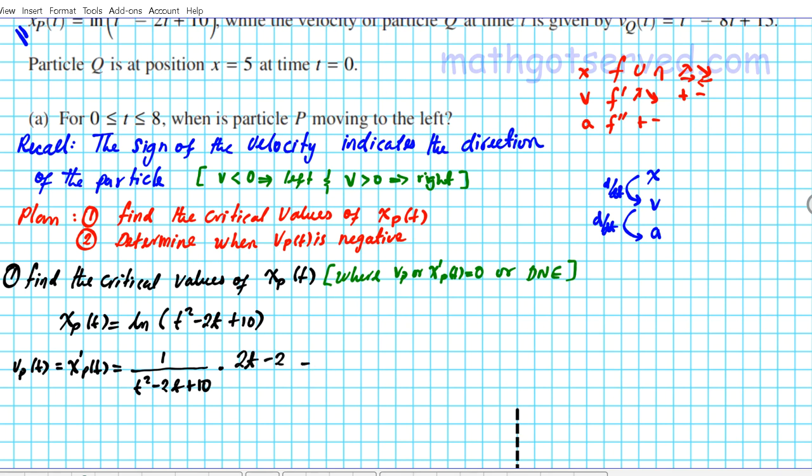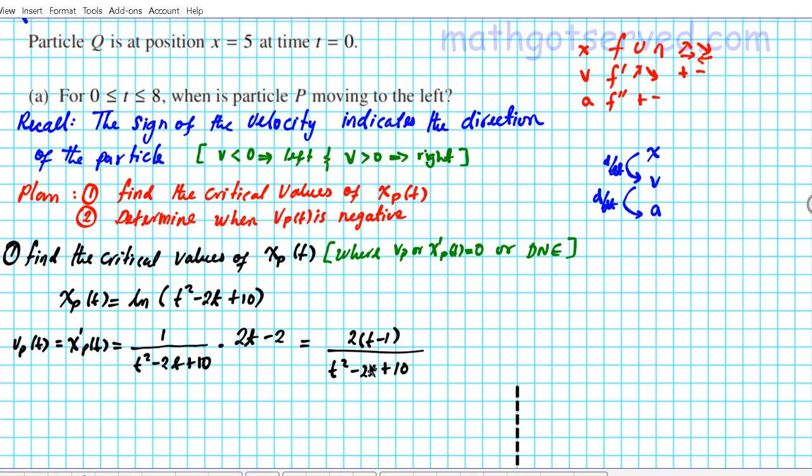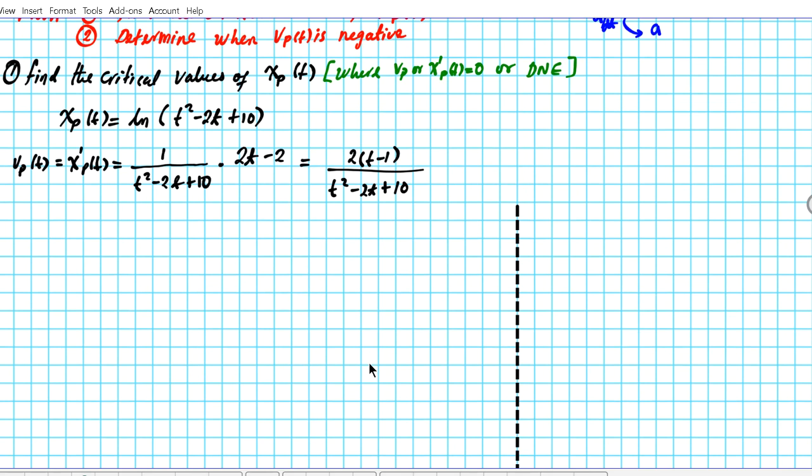Okay, so let's write this nicely. This can be written as 2 times t minus 1 divided by t squared minus 2t plus 10. So we're still looking for the critical values. We want to find where the velocity is 0 or non-existent. So we have to split it up. We're going to look for where the derivative of the position function, or the velocity, is equal to 0.